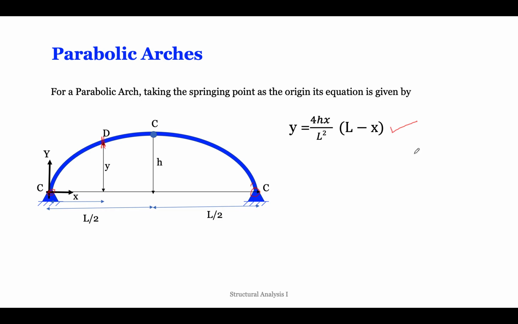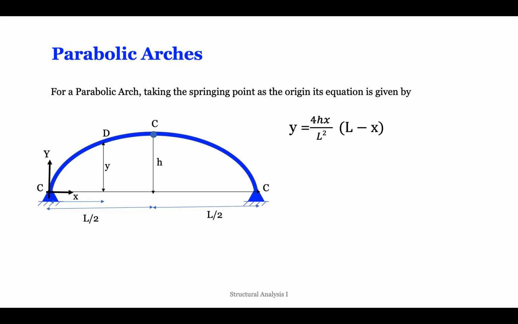Now if the crown is taken as the origin, then the equation of the parabolic curve will be x square by y is equal to a, and in this case a is constant.